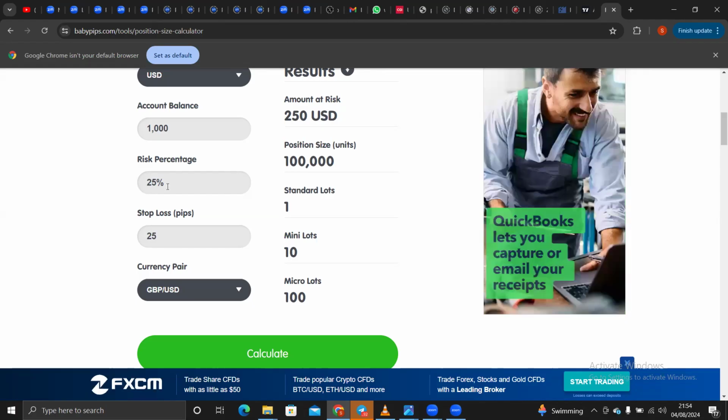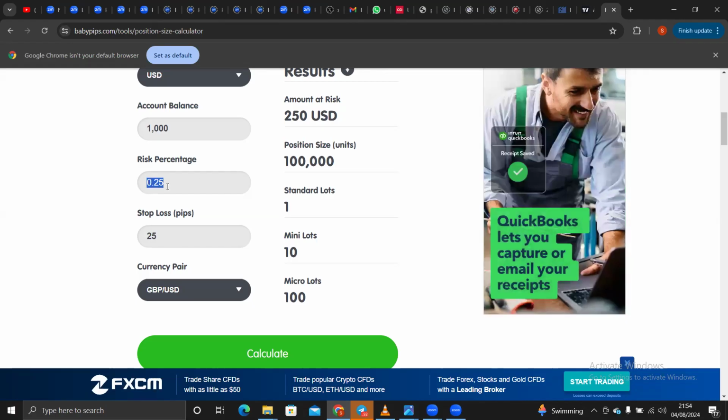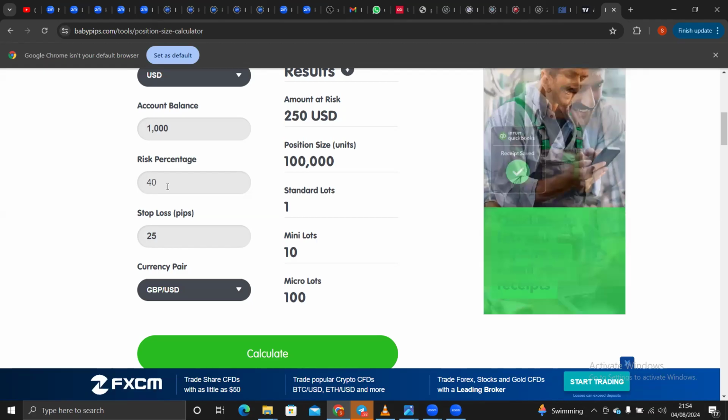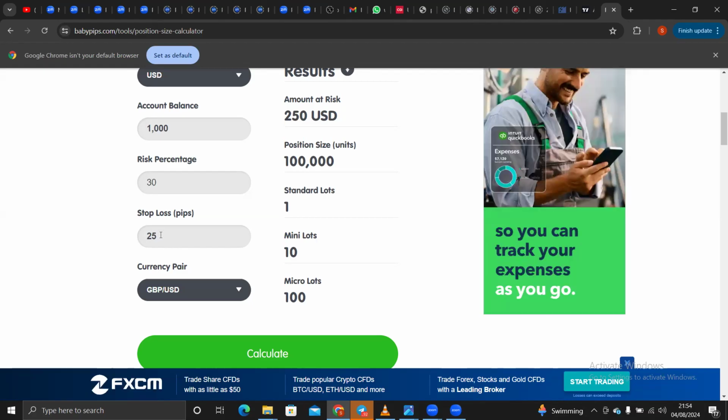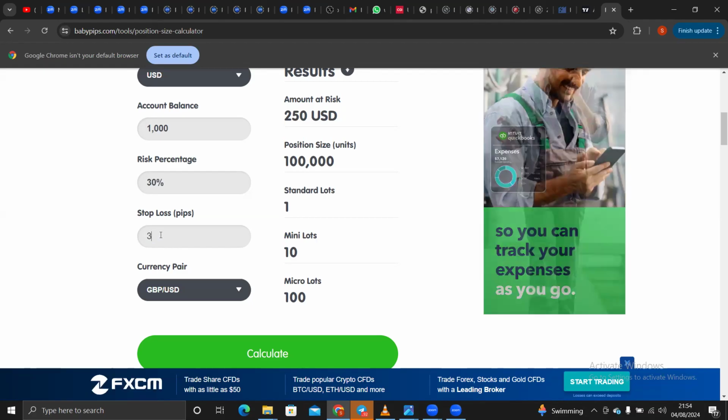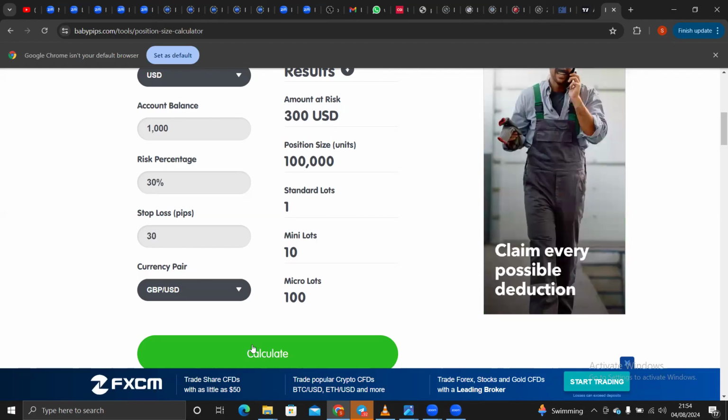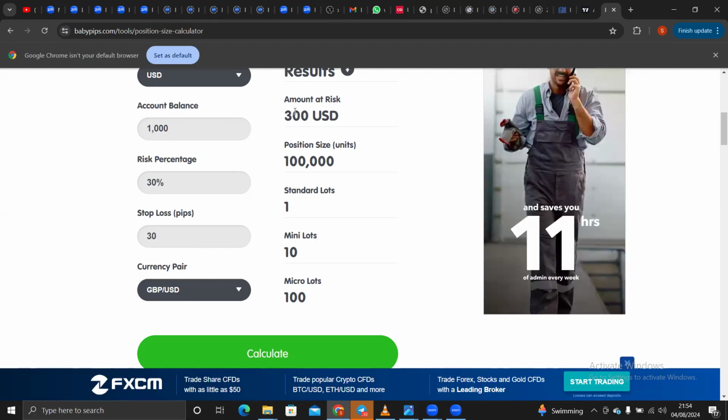Let's do that. Let's say I'm using 30%, and then 40%, 30% as well. So let's calculate how much. I'll lose $12, and I'll be able to use one standard lot size.